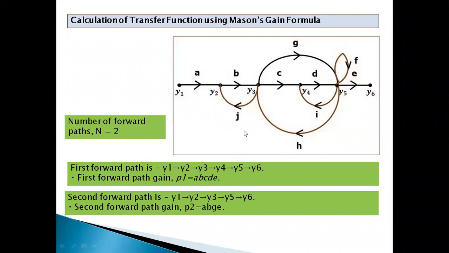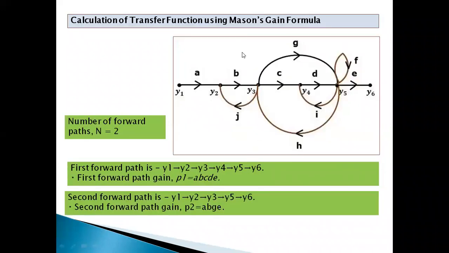Okay, next. Identification of loops. How to identify these loops? So how many loops are there? Loop means the starting point and ending point should be the same. So this is first loop L1. So L1 loop gain value is, branch gain is B, here branch gain is J, the loop gain becomes B and J.